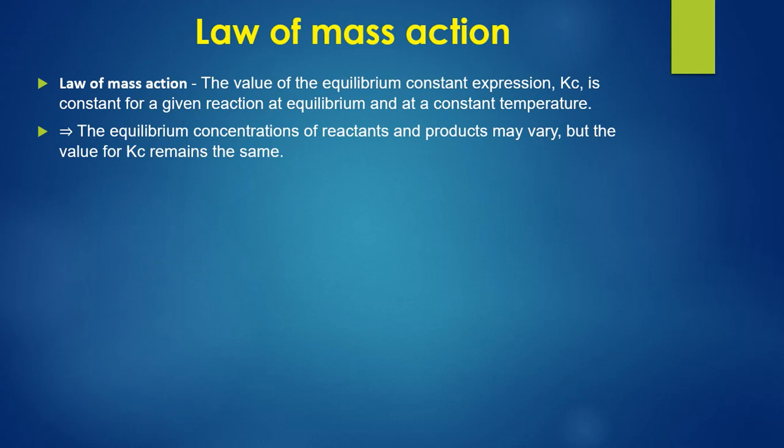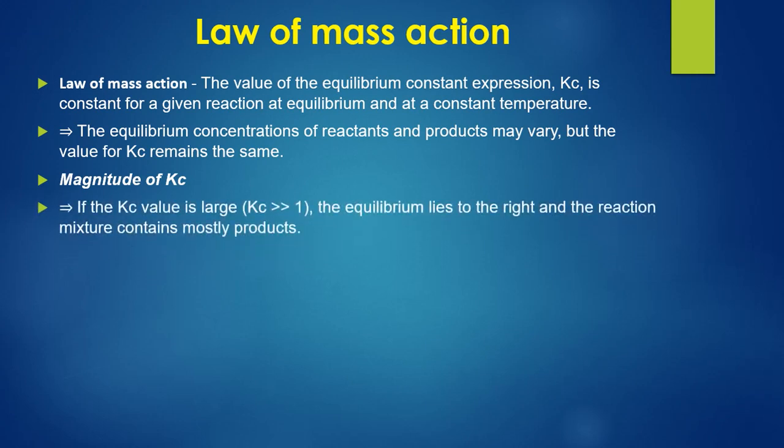Again, the equilibrium concentrations of reactants and products may vary, but the value for Kc remains the same. So the value for Kc, which is the equilibrium constant, remains unchanged. But the equilibrium concentrations of reactants and products may vary, may change. Again, we need to know about the magnitude of Kc, the magnitude of the equilibrium constant.